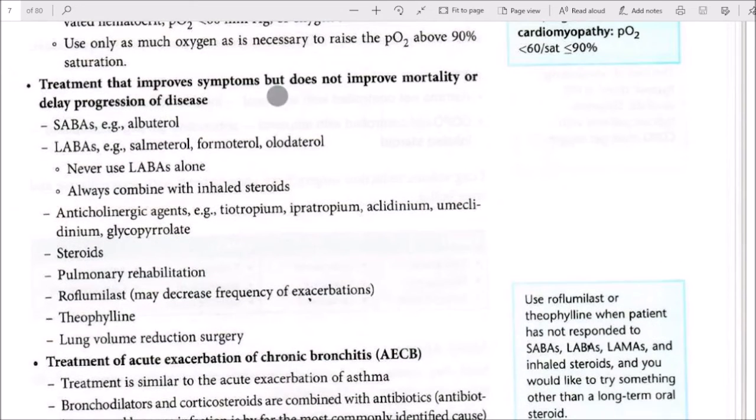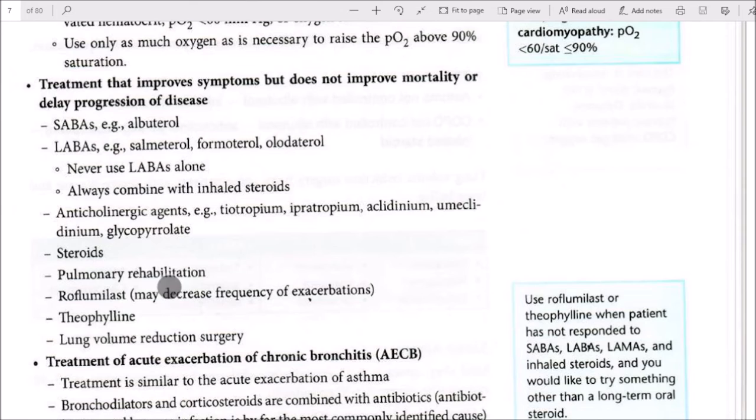Treatments that improve symptoms but do not improve mortality or delay progression of disease. Short-acting beta-agonist, for example albuterol. Long-acting beta-agonist, for example salmeterol, formoterol, or olodaterol. Never use long-acting beta-agonists alone; always combine with inhaled steroids. Anticholinergic agents, for example tiotropium, ipratropium, aclidinium, umeclidinium, and glycopyrrolate.